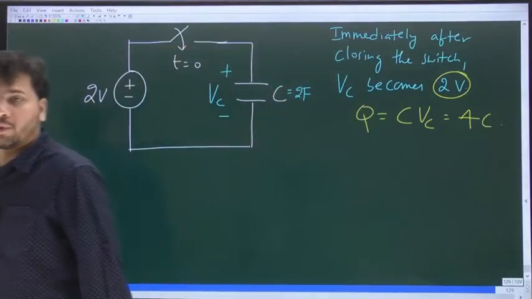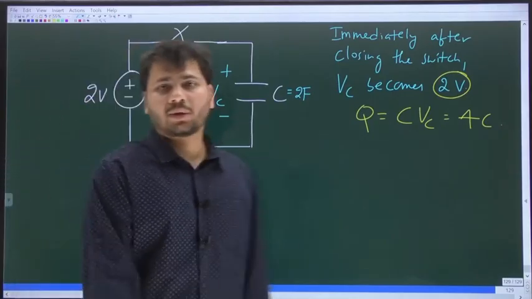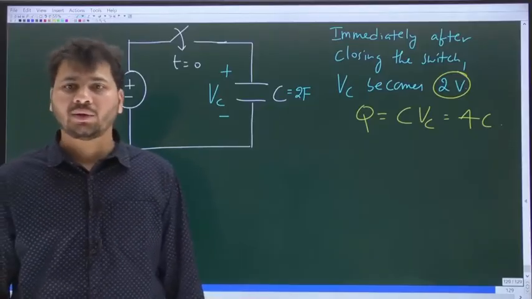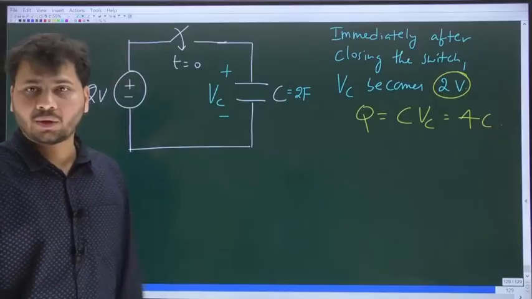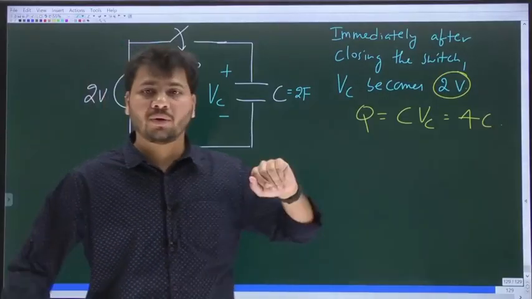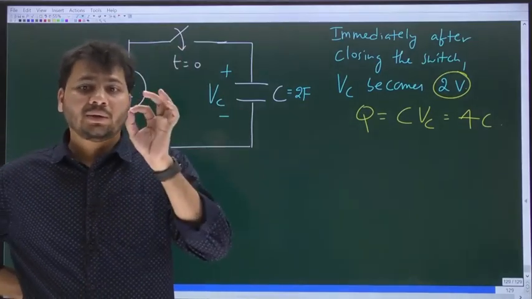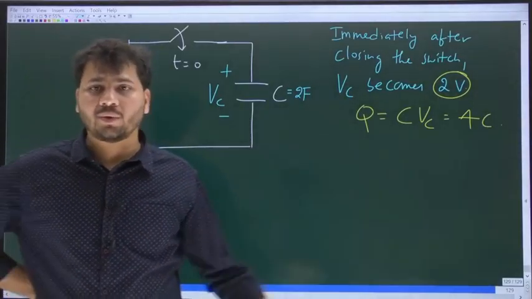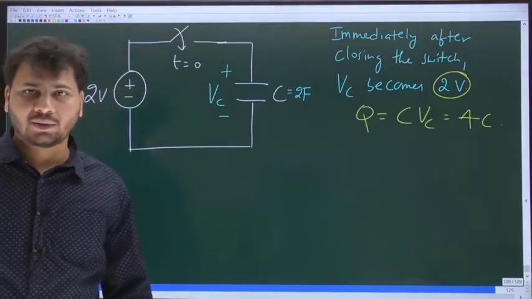So immediately after closing the switch, the capacitor will get charged to 2 volts, and the amount of charge stored in the capacitor is 4 coulombs. Now this Q, which is 4 coulombs, is not the total charge on both the plates. It is the magnitude of the charge stored on each plate.